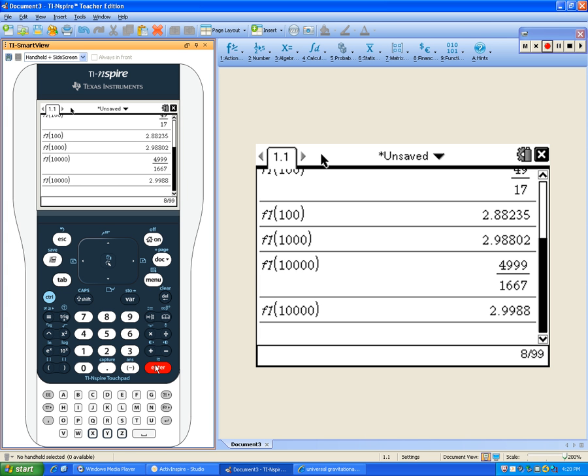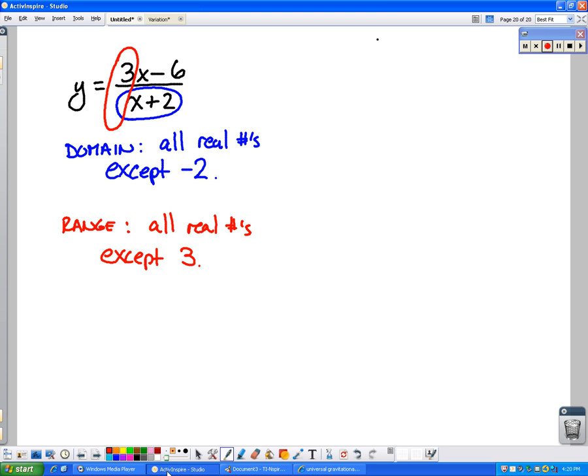This is actually an idea in calculus. We would say the limit of f of x as x approaches infinity is 3. But in Algebra 2, we simply say that the range is all real numbers except 3, but that also dictates that we're going to have a horizontal asymptote. So the horizontal asymptote is y equals 3.